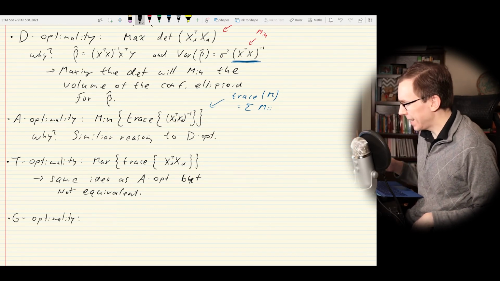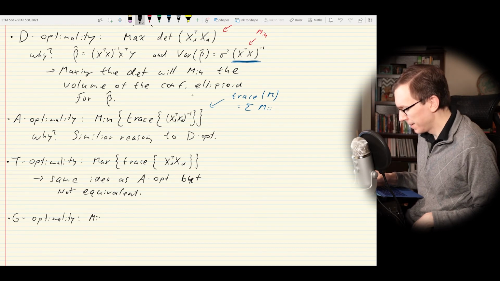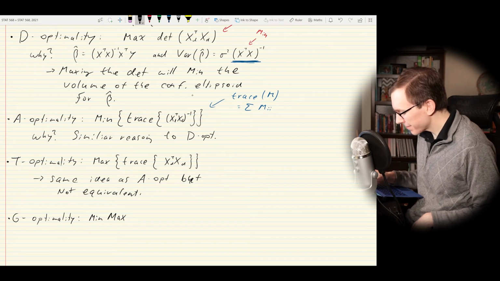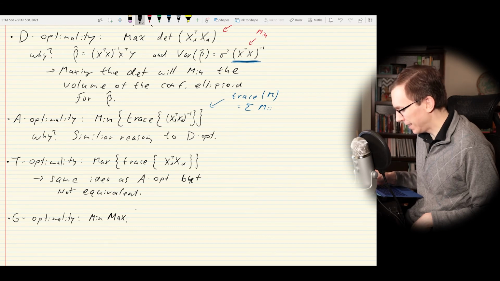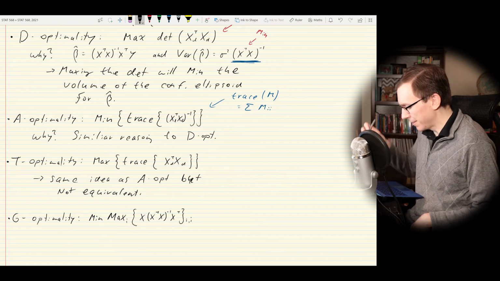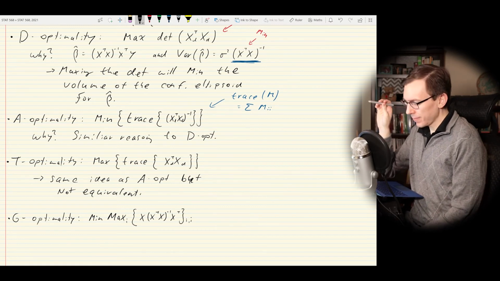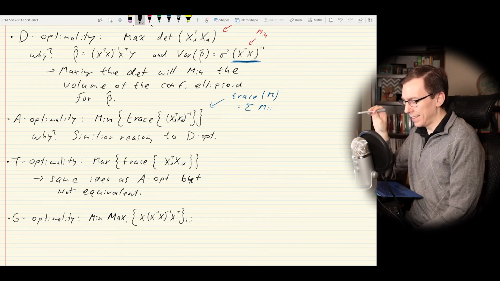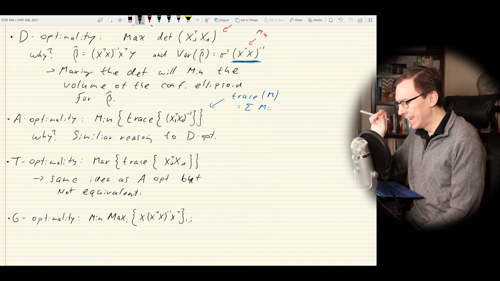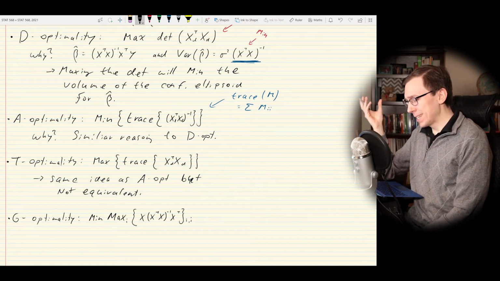We have G optimality, and G optimality says I want to minimize the maximum. Min max shows up a lot. I want to minimize the maximal element, the ith entry of the matrix X transpose X inverse X transpose. This is the ith diagonal entry of the matrix X transpose X inverse X transpose. Now, what is that matrix?